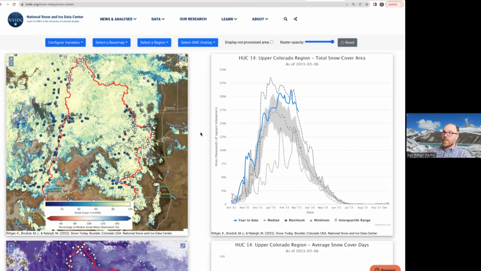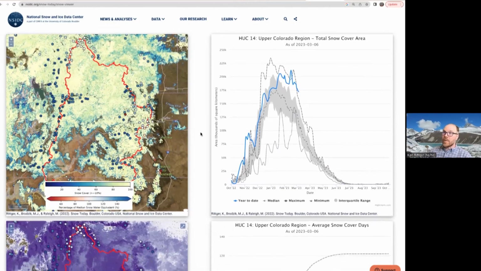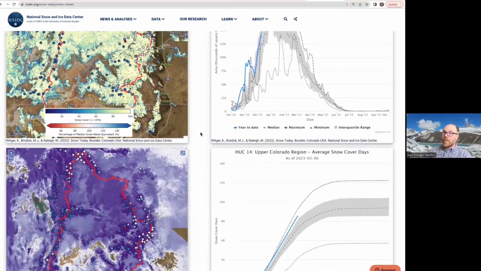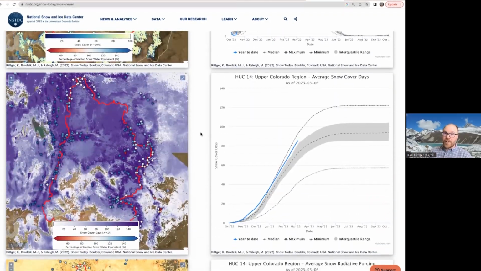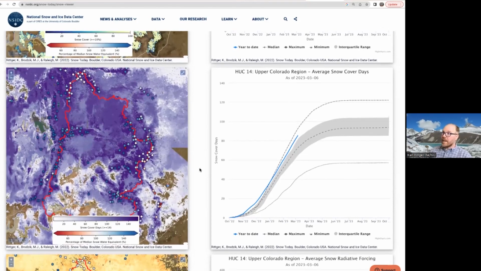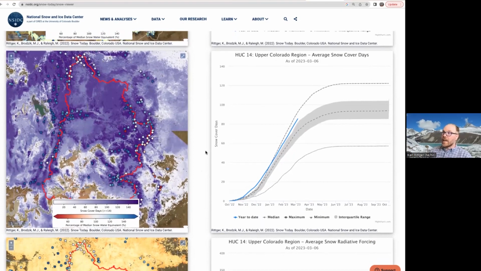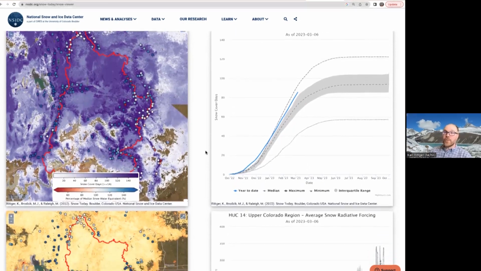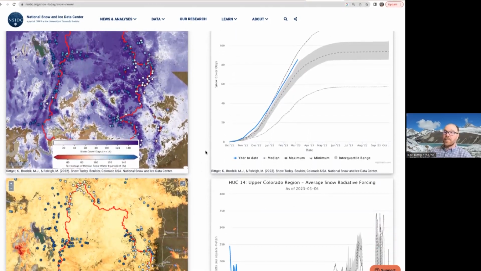So now I've set those. The top graph here was the snow cover, and then we have snow cover duration, or snow cover days, here. So you can see that we're doing well above the 75th percentile. Again, this is a summary graph showing, compared to the previous 22 years from the satellite record.